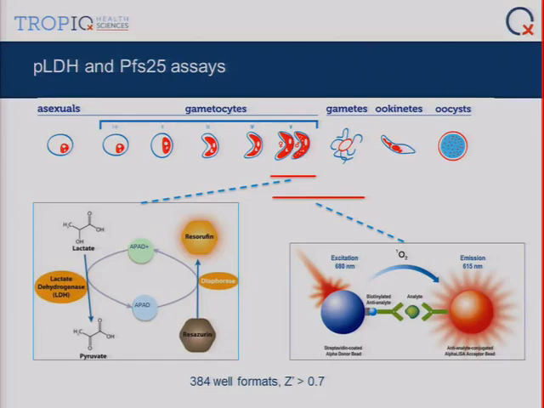And the beauty of that assay is that it works in solution, so there's no washing step. You just throw in the beads and you can measure the PFS25 level. So both assays run in 384 well plates, and they're quite robust as we see Z prime values that are above 0.7.